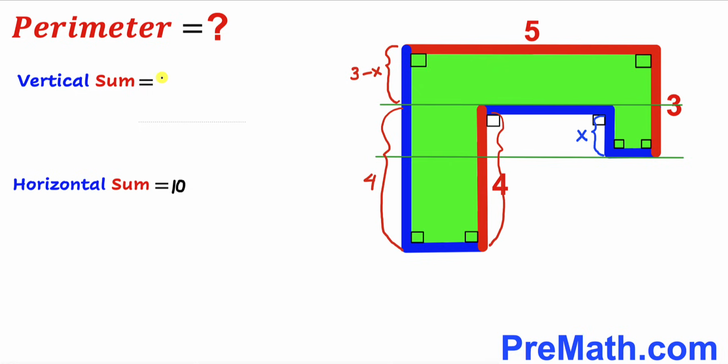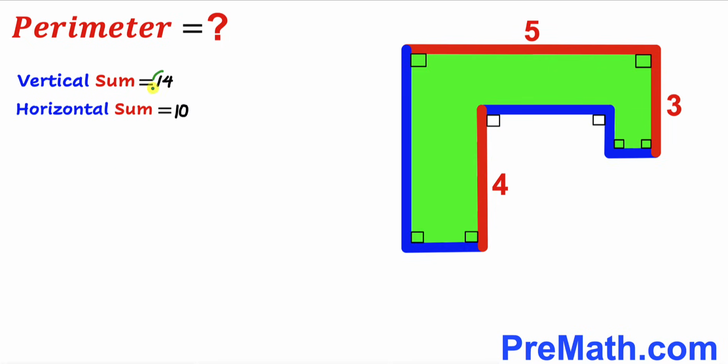Let's go ahead and add them up. I'm going to write down 3 minus x first, and then plus 4 once again, then plus x and plus 3. Here we can see negative x and positive x cancel each other out. Now we add all these constants, and that's going to add up to 14. So our vertical sum turns out to be 14.